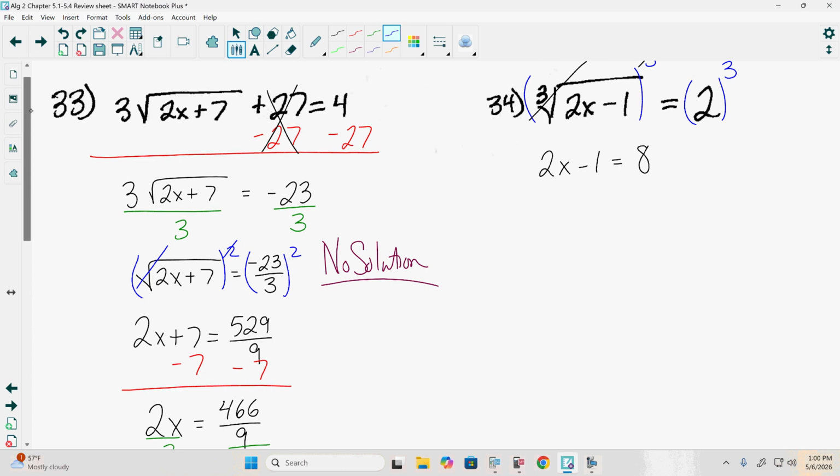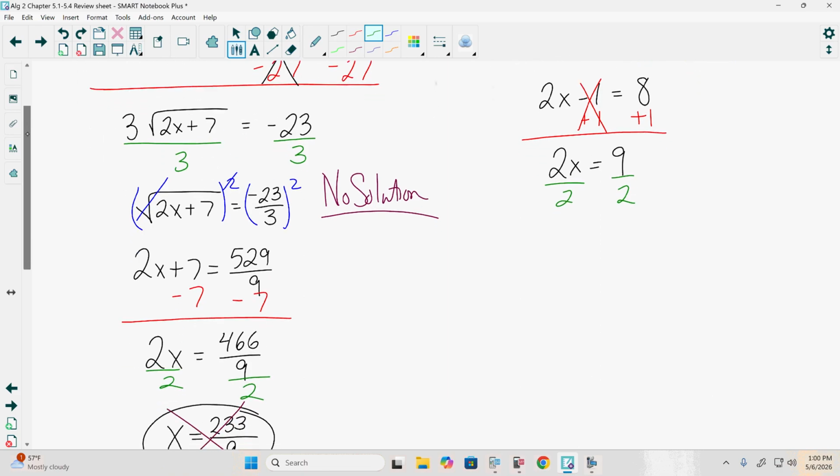Now we need to solve for x because there are no radicals left. So the first thing we're going to do is add 1 to both sides. 8 plus 1 is 9. X is still not by itself, so we're going to divide both sides by 2, telling us x is equal to 9/2 or 4.5. We can leave it in either version.